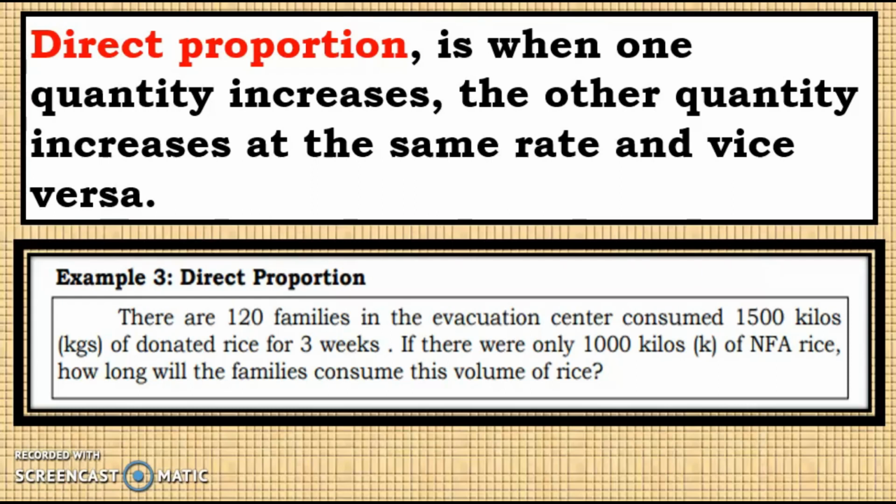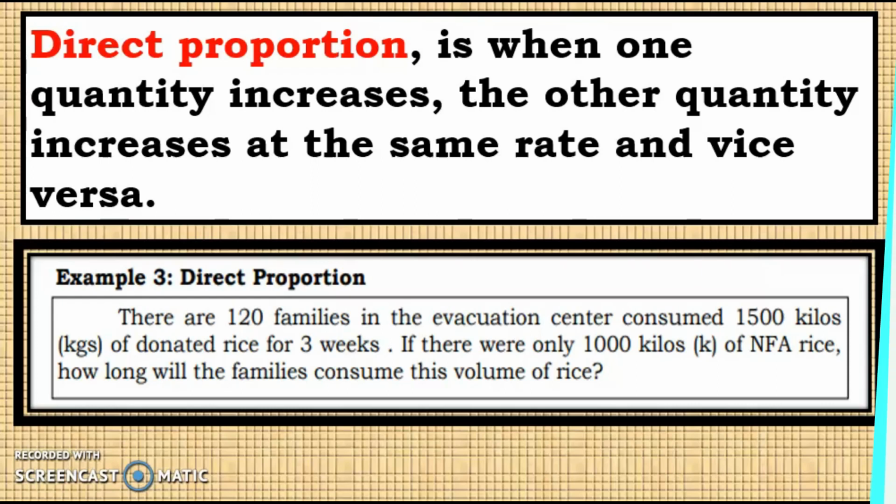If 1,500 kilos, they consume it for 3 weeks. But if 1,000 kilos, take note, the kilos of rice went down from 1,500, to only 1,000 kilos. So, how long will the families consume this volume of rice? Do you think it's still 3 weeks? Okay, so no. Let's look, direct proportion, it decreased, 1,500 became 1,000, so we expect the 3 weeks to go down too. Okay, so let's compute.